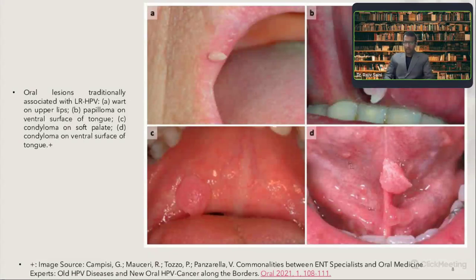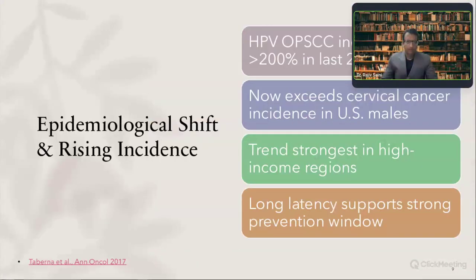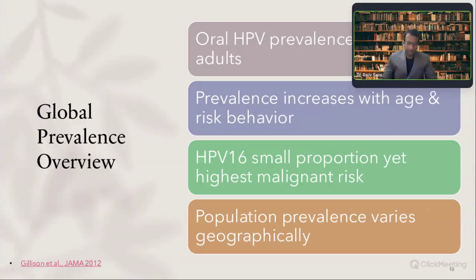Now, to appreciate the magnitude of this issue, let's look at how the epidemiology has changed over time. HPV-associated oropharyngeal cancers have increased dramatically over the last 2 decades. These cancers now exceed cervical cancer incidence in men in the US. So that's a very high number. When cancer rates are rising, it's important to separate infection prevalence from disease risk. So let's look at that factor.